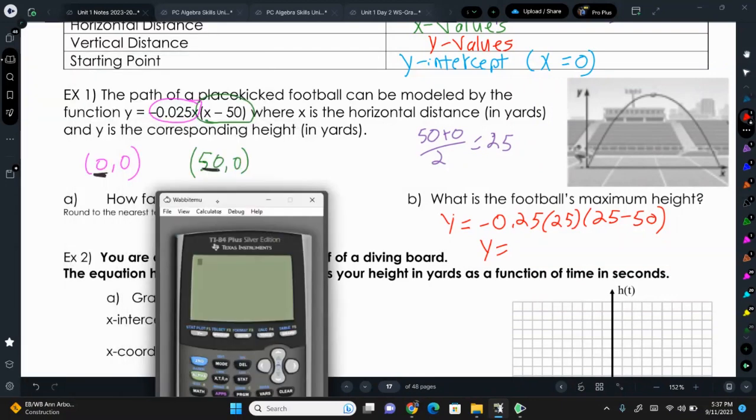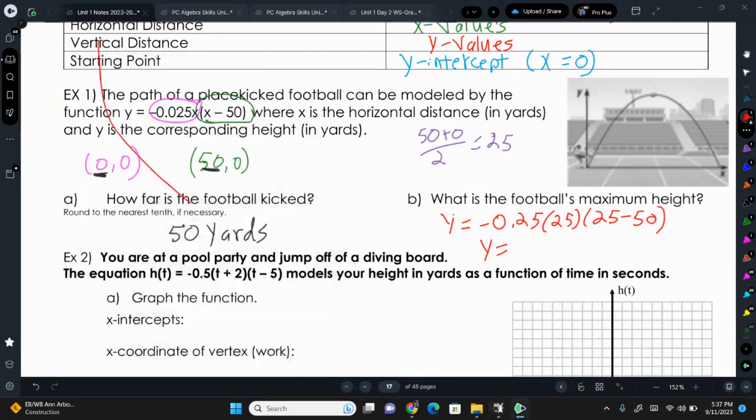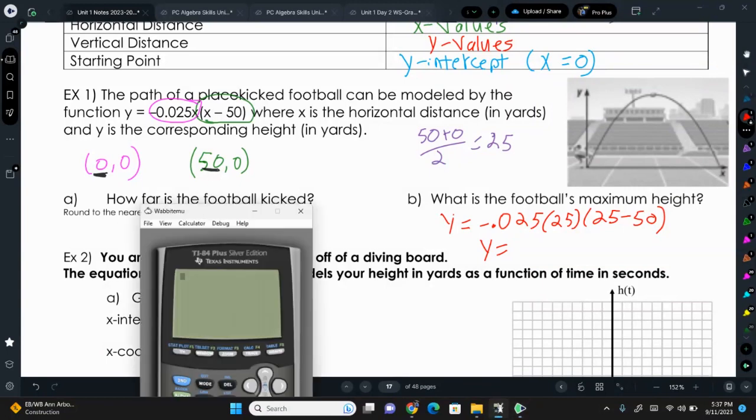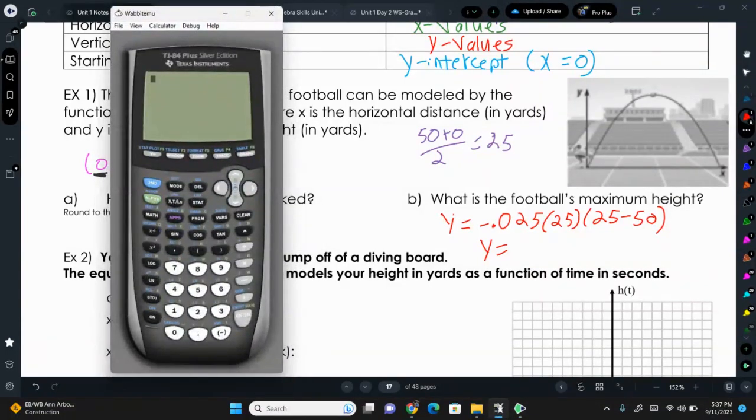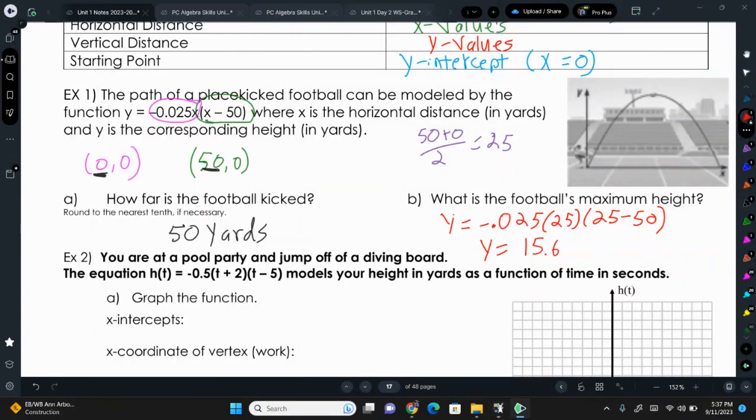whoops, it's negative 0.025. Negative 0.025 times 25 times 25 minus 50, and we get 15.625 yards. So that would be our maximum height.